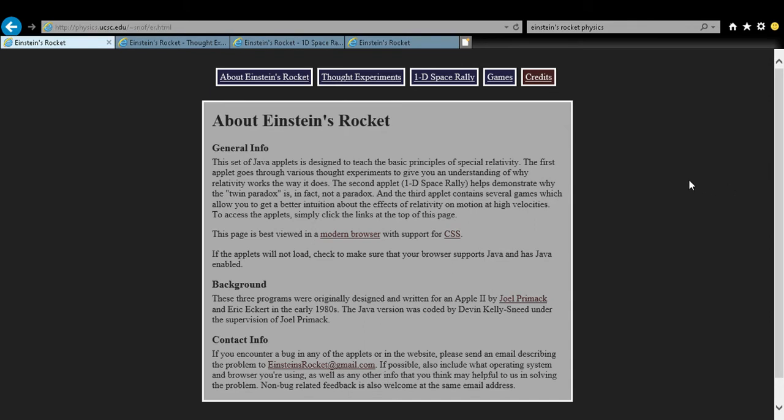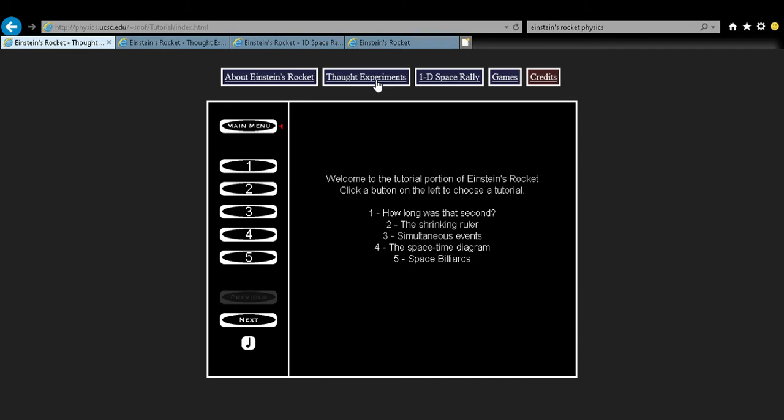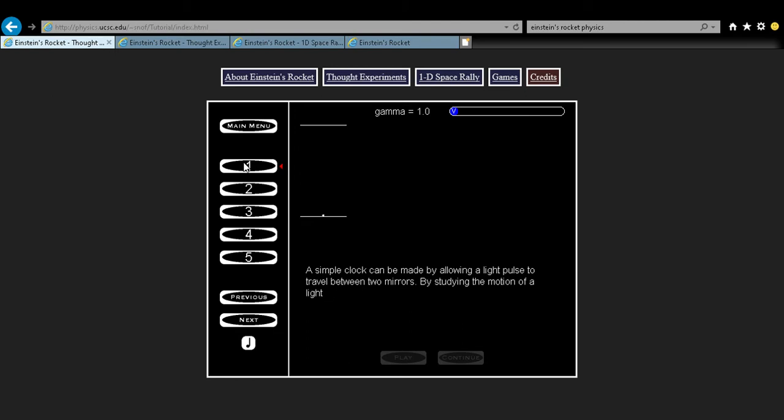Okay, so we're going to go through the first 5 tutorials on the thought experiment. Each one is listed here: How long is a second, the shrinking ruler, spontaneous events, the time-space diagram, and then space billiards. To illustrate that, having a light move between two positions is a good way to illustrate that change. So right here is a simple clock made by having a light pulse travel between two mirrors.